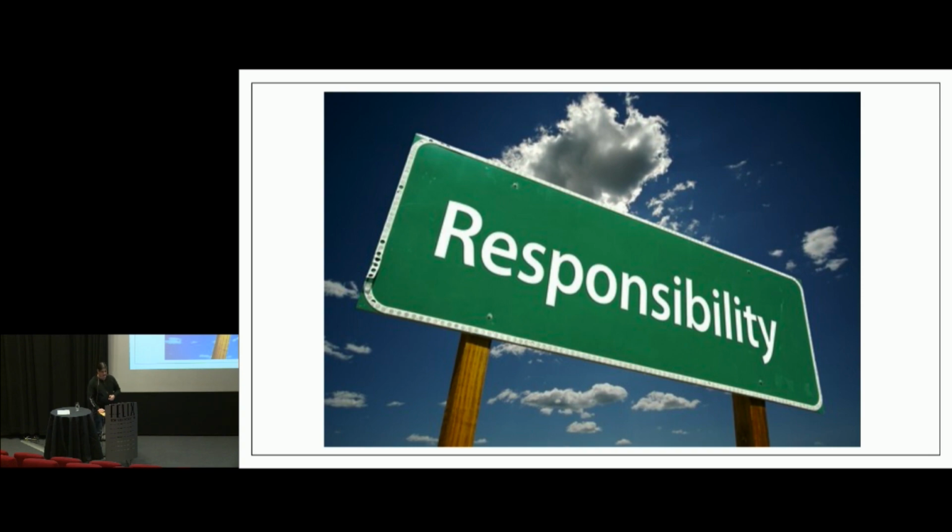Okay, so why are we here? I go around doing this talk because I believe that everyone as developers has a responsibility to their company to help protect their data.